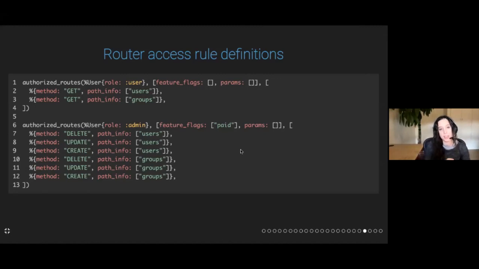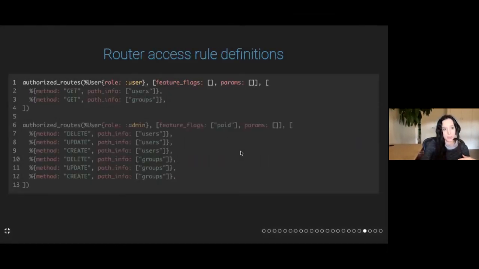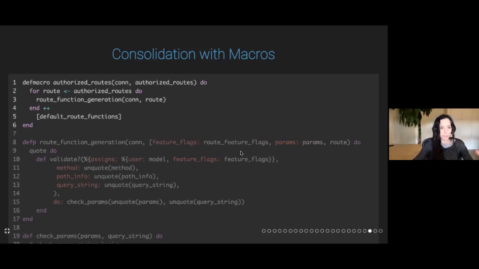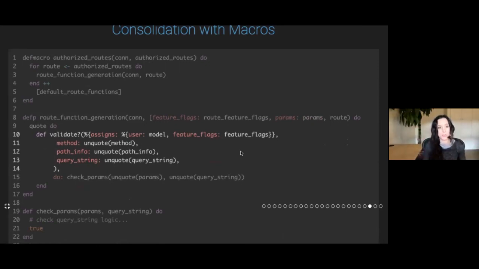And this is our router access rule definitions again, except this time we put in a parameter there next to the feature flags. I left it blank because, again, it's something that's specific to the way that you define things. But it should behave the same. And we can do the same type of consolidation with macros. This time, we're going to generate the same routes for everything that we've put in there, but also we're going to do this different function called validate, and it utilizes the same exact pattern matching on that con object.